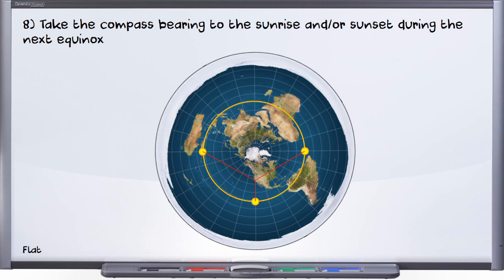So let's take compass headings. Take a compass heading to the sunrise and the sunset and check it out. Well, this is north, this is south, this is east, and this is west. So there's an angle here. That's not due east. Equinox is coming right up, so just go out with a compass and measure and tell us, what did you get? What was the heading of the sun at sunrise?